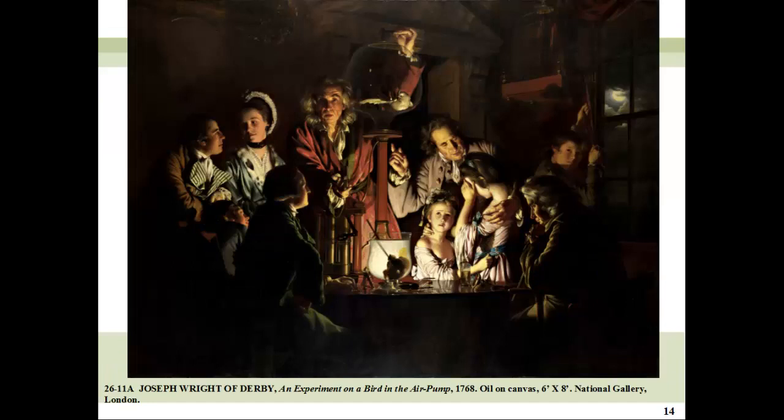The Enlightenment concern with the natural sciences is seen in this dramatic painting by Joseph Wright of Derby, who painted almost exclusively for self-made entrepreneurs of the first wave of the Industrial Revolution. Wright belonged to the Lunar Society, which attempted to popularize science, and thus he painted a series of, quote unquote, entertaining scenes of scientific experimentation, like this one.